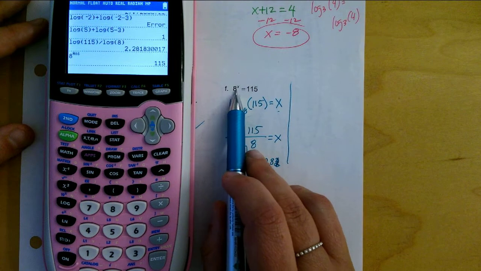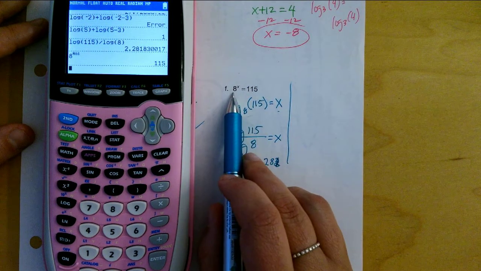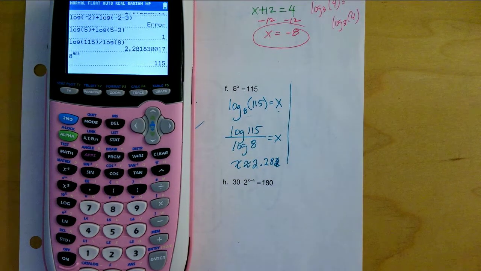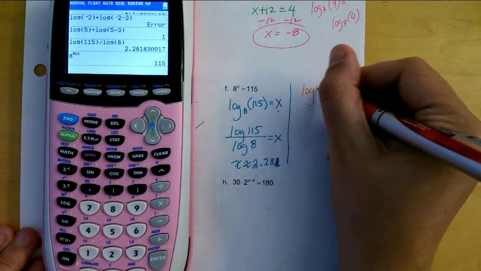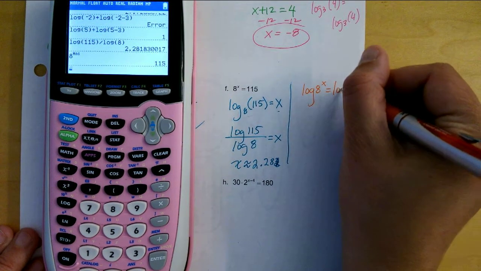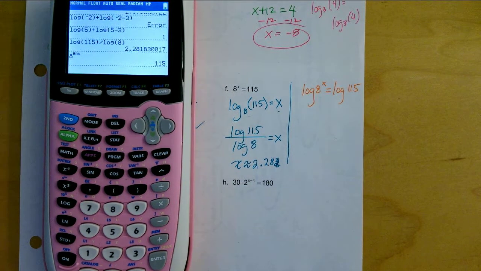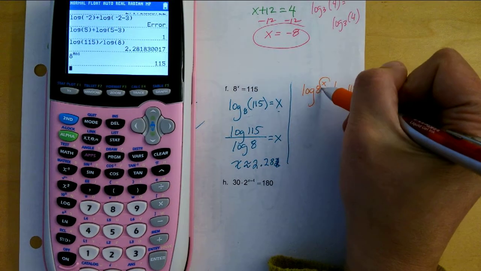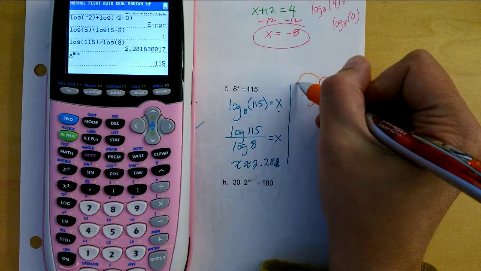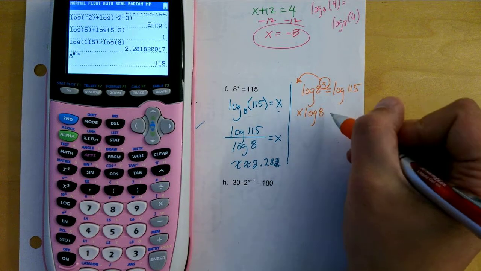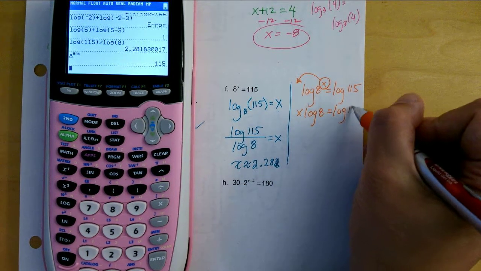But essentially, every time you have a variable in the exponent, you can always think about it like this. If I take the log, I can do whatever I want so long as I do the same thing to both sides. If I take the log of both sides, I would have log of 8 to the x equals log of 115. Is that legal for me to just take the log of both sides? Yeah, I did the same thing to both sides. So what happens to this exponent? Oh, the exponent comes out in front, so I get x times log of 8 equals log of 115.